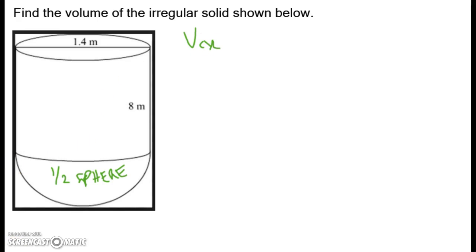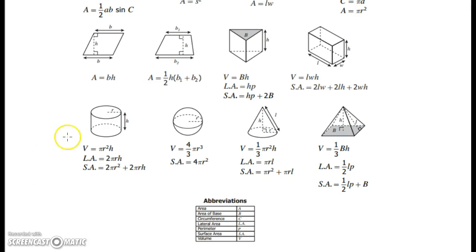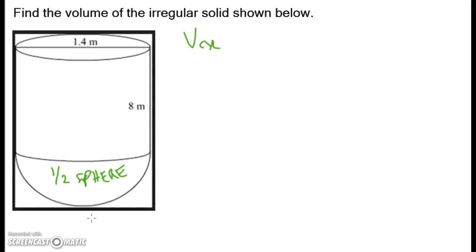All right, so let's look on our formula sheet. Let's find the formula for volume of a cylinder. Here's a cylinder. The formula for volume is pi r squared h. So the volume of a cylinder is pi r squared h. Now I'm just going to plug my numbers into that formula. So volume is equal to, pi is just a button in the calculator.